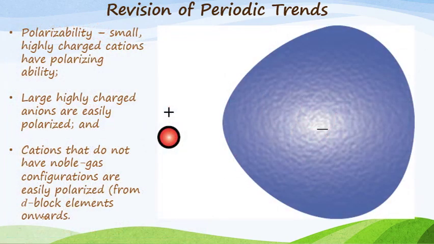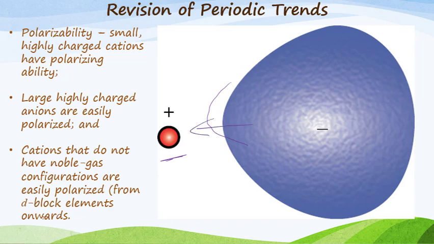Okay, also we talk about polarizability. What is this? This is where we have small highly charged cations have high polarizing ability, and large highly charged anions are easily polarized. So what you can see here, if we look at the diagram, you will see that we have a very strong positive charge over here, and the negative charge starts to be polarized. So in other words, it's pulled in this direction towards the positives.